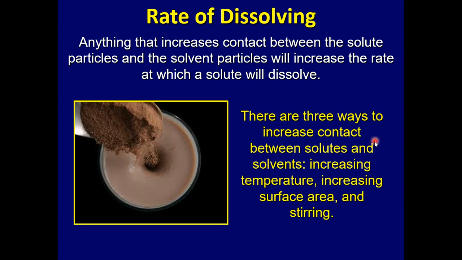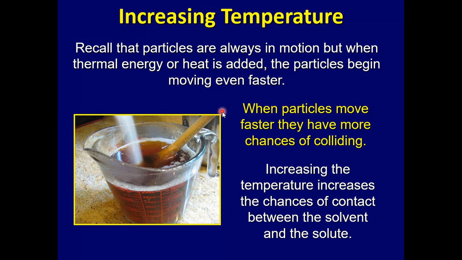Okay, so there are three ways to increase the contact between the solutes and the solvents: increase temperature, increase surface area, and stirring. When we increase temperature, remember that particles are always in motion, and when we add thermal energy, we increase that motion. We increase the rate at which the molecules are moving. Since they're moving faster, they have more chances of colliding. So an increase in the temperature increases the chance of contact.